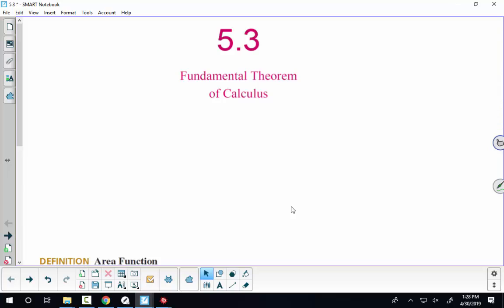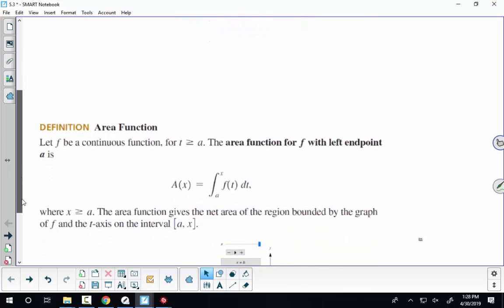All right, here we're developing the shortcut method to find the net area. So just as a reminder, at the end of 5.2, we said we have to sum all of this stuff up, let n approach infinity, and we worked with that definition to find the exact area. So this is where we actually come up with a shortcut, I guess. Just like with derivatives, we had shortcuts. But the first thing we're going to look at is the area function.